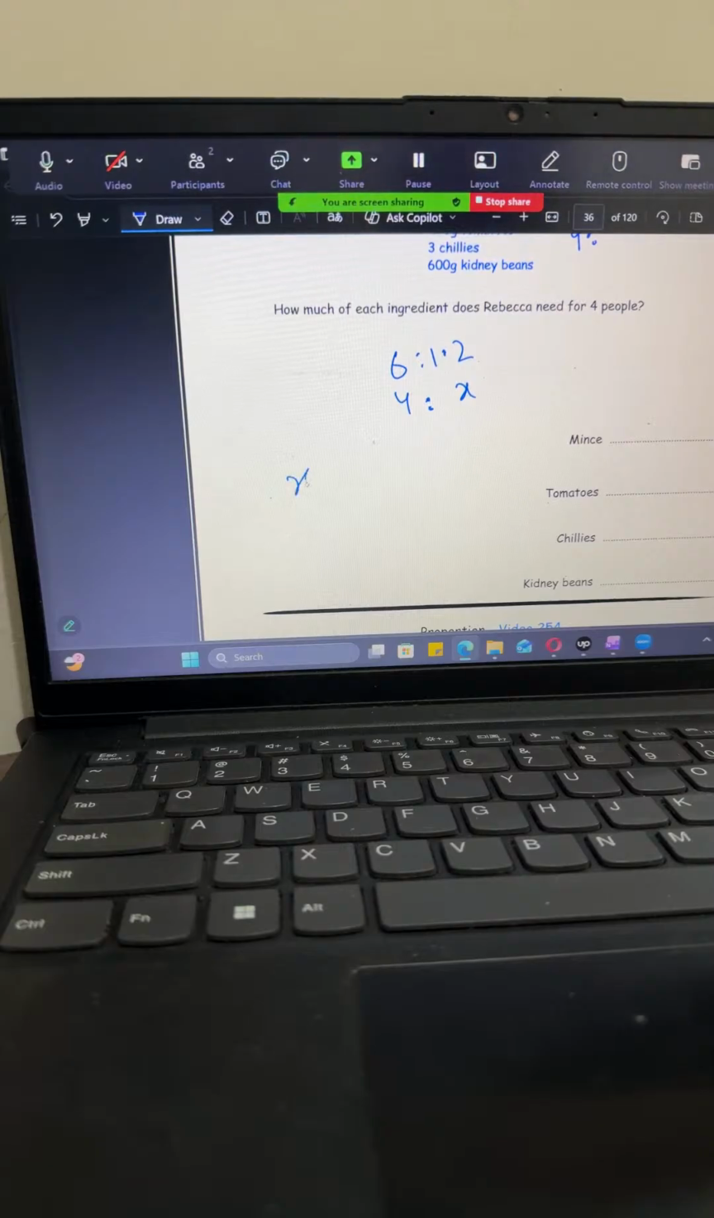So x divided by 1.2 is equal to 4 divided by 6. Now solve for x. And then we have to times it by 1.2. So x equals 4 divided by 6 multiplied by 1.2. What are we getting? 0.8. That's it. So she is using 0.8 kilograms of minced meat, right?